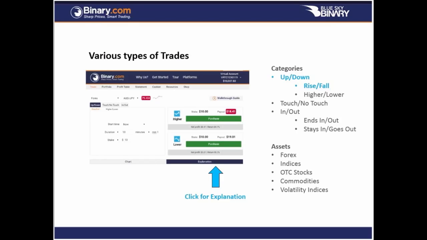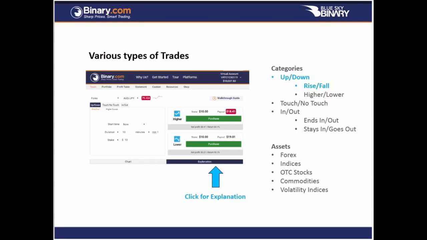So the first category that we're going to see now is the rise and fall, which is a subcategory of the up and down type of binary option. In this case, if we select rise, we win the payout if the exit spot is strictly higher than the entry spot. And if we select fall, we win the payout if the exit spot is strictly lower than the entry spot.